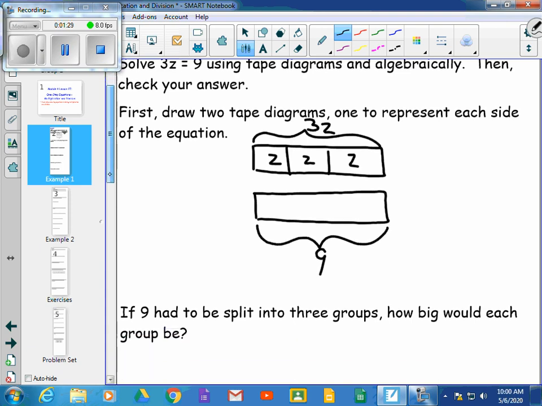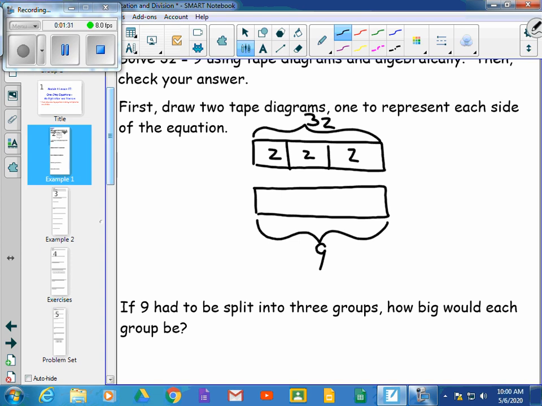Now, the next question says, if 9 had to be split into 3 groups, how big would each group be? If we split them up into 3 equal-sized groups, we'd have 9 divided by 3, or 3 groups. 9 divided by 3 is 3.